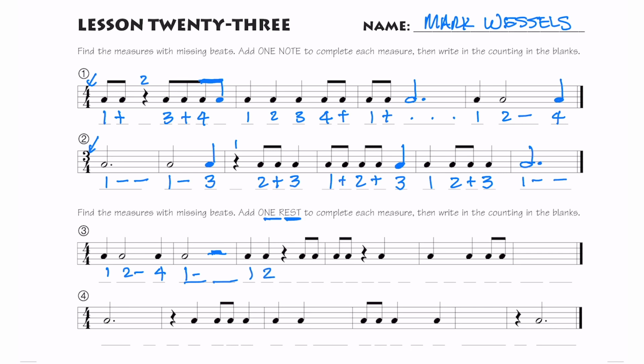Next measure, 1, 2, 3, 4 and. Okay, that measure is complete. 1 and, 2, 3. I'm missing count 4. So count 4 would be a rest, but a quarter rest. Remember how to draw the quarter rest. 1, so I'm missing something here. And then 3, 4, and. So I'm missing 1 count, which would be a quarter rest on count 2.